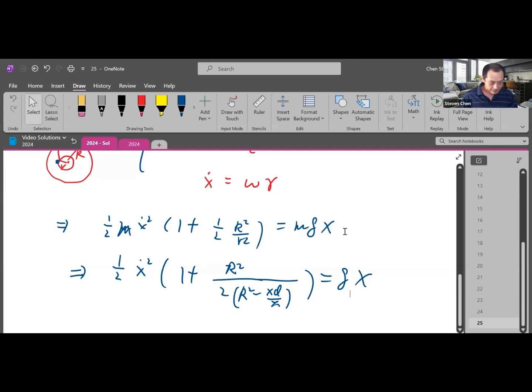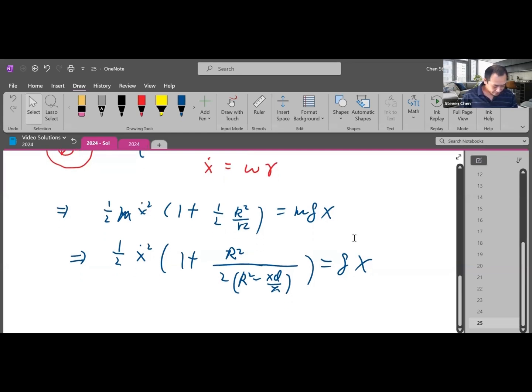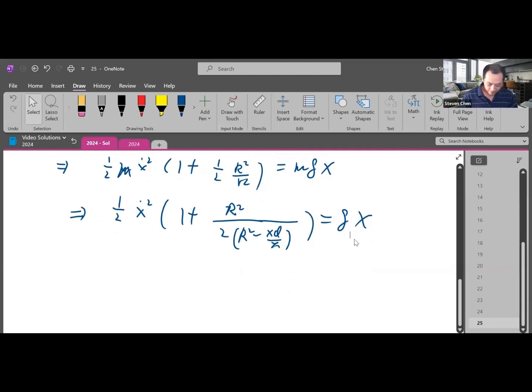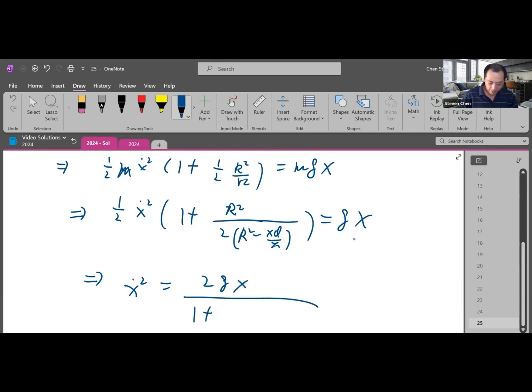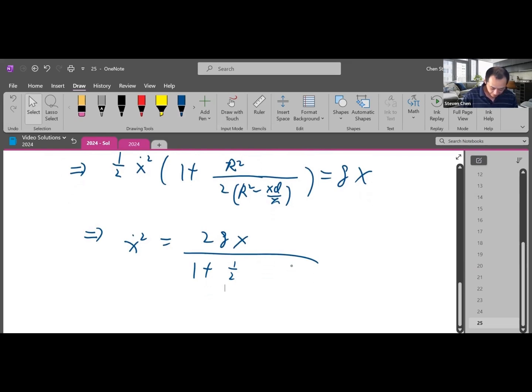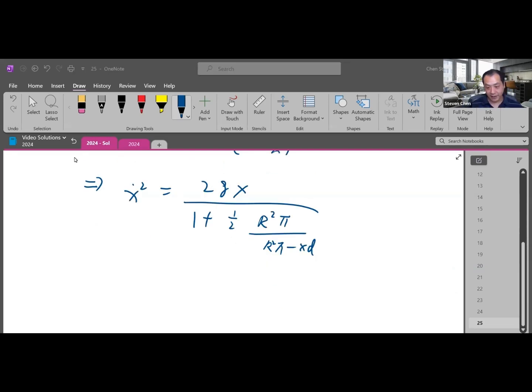All right. And next, we can get this is equal to 2gx divided by 1 plus 1 half. This one. Now let's simplify the right hand side.